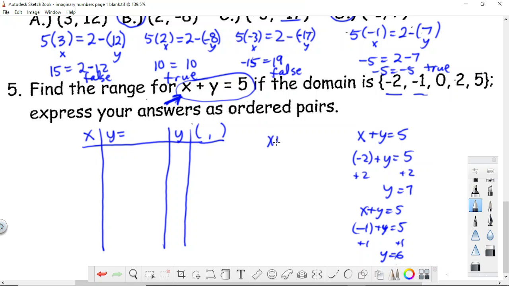We have x plus y equals 5. We just solve that for y. Put it in slope-intercept form. So subtract x from both sides. And that gives us y equals negative x plus 5. And that's pretty cool. We can put that here.